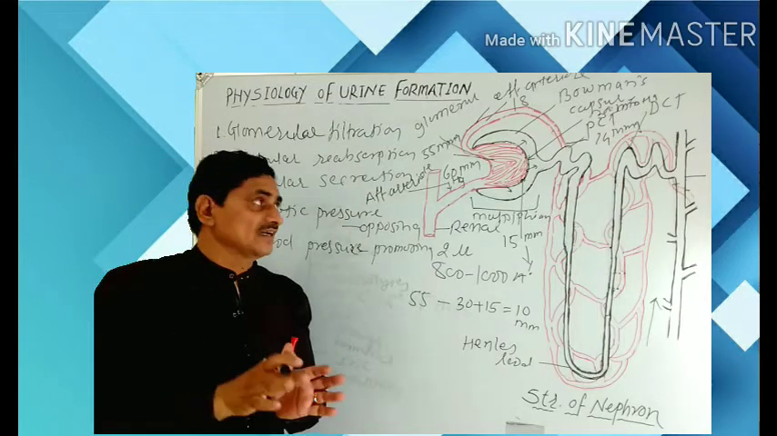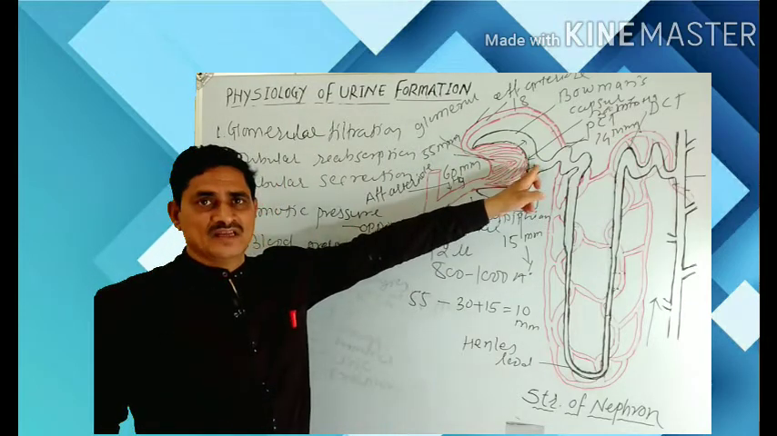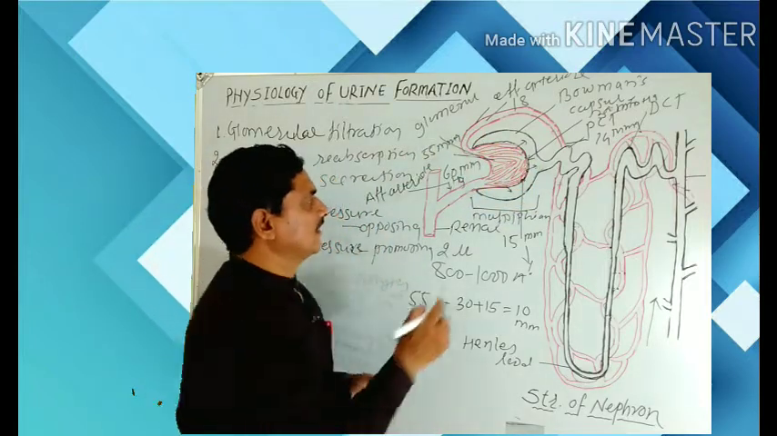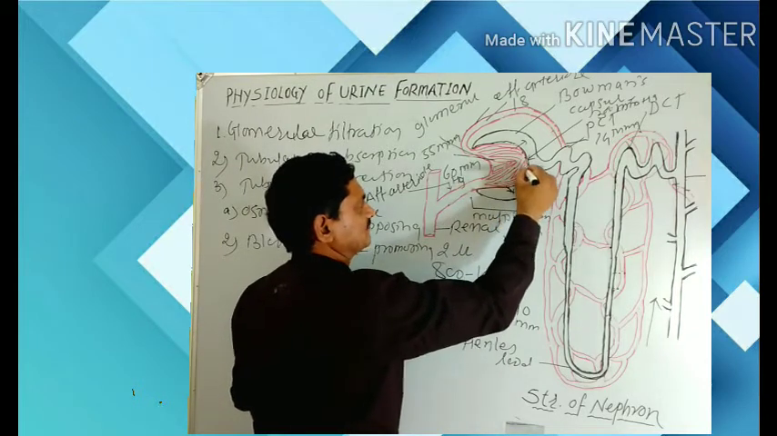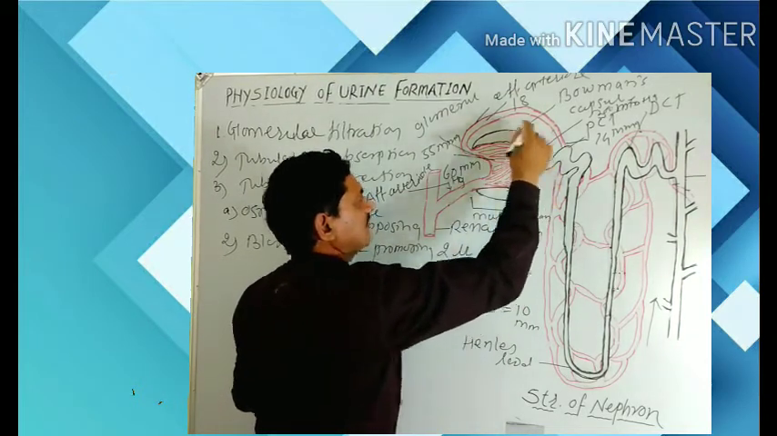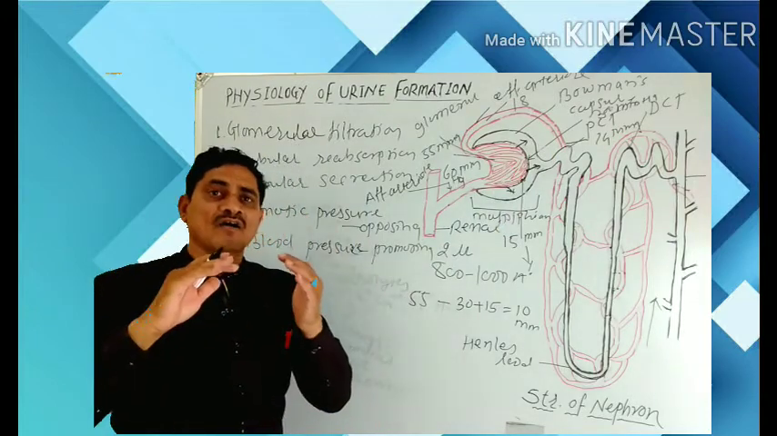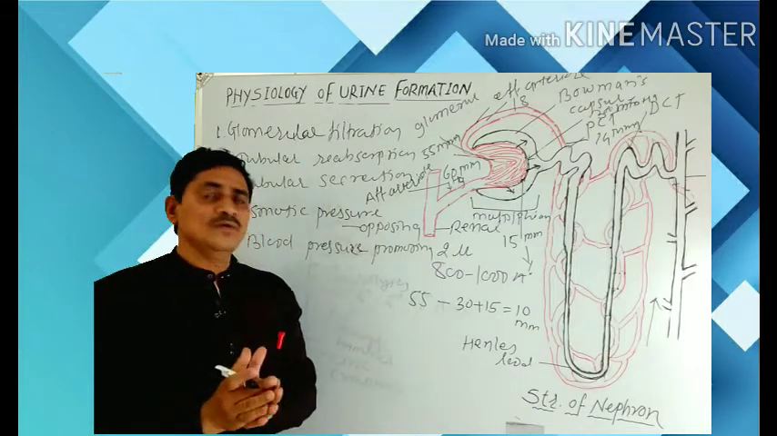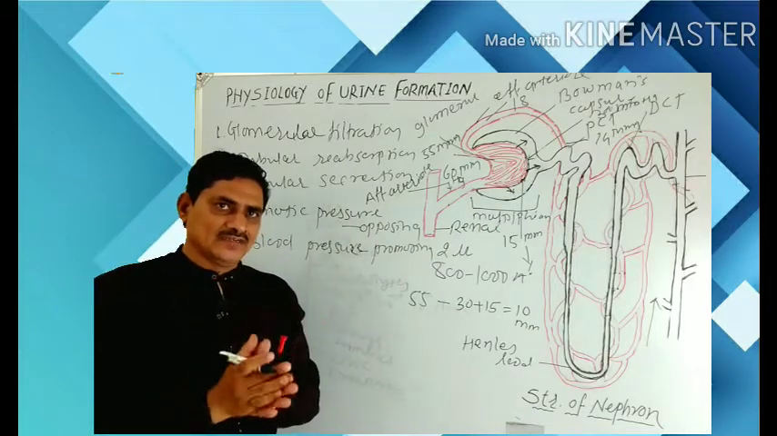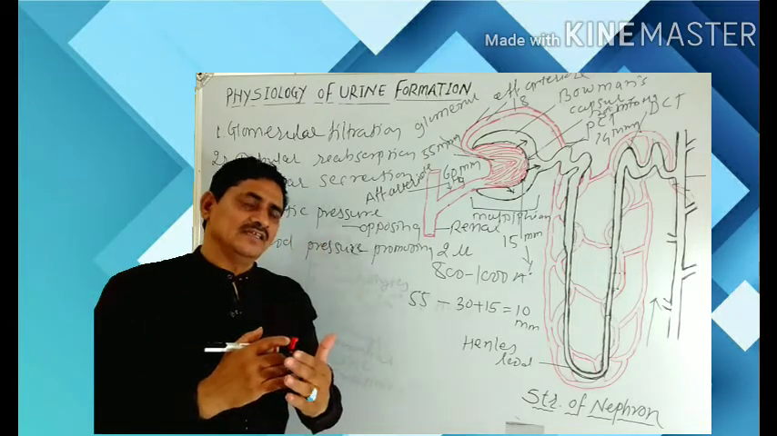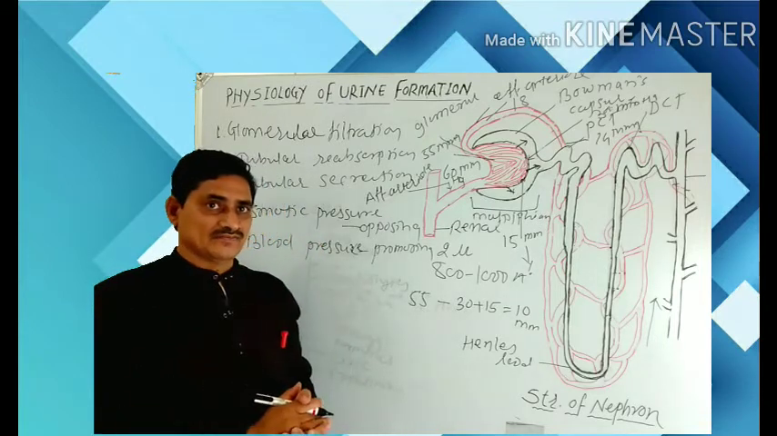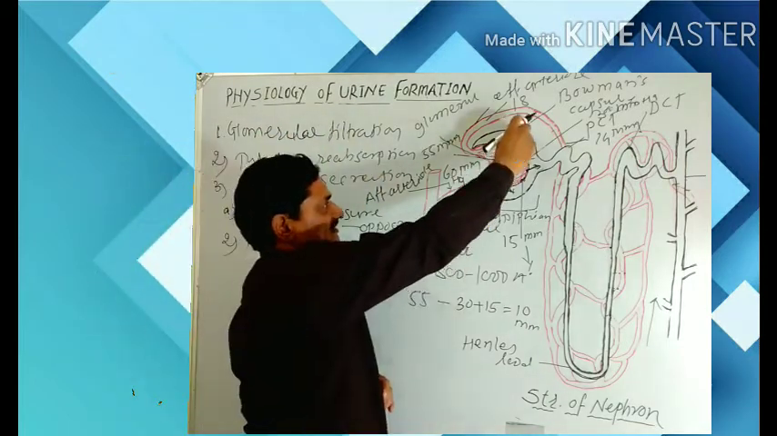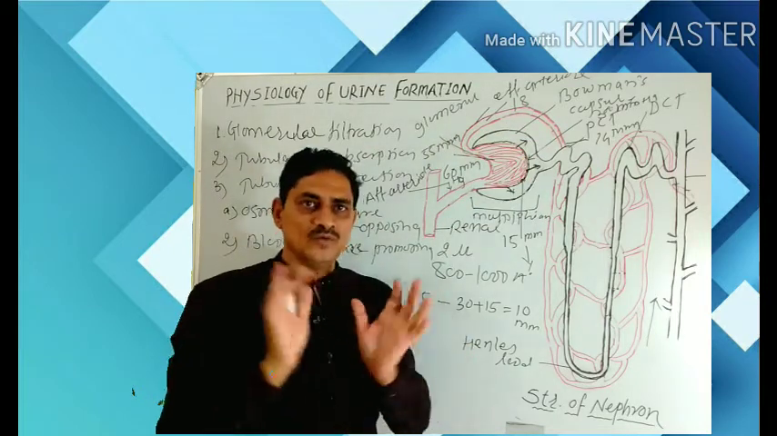Therefore, under the pressure the filtration occurs, the filtration of plasma and the plasma components, and this enters into this region. This is called the glomerular filtration. This is glomerular filtration, which occurs due to the hydrostatic pressure. Therefore, this is called the ultrafiltration, and it is called the glomerular filtration because it is filtered by the glomerulus.